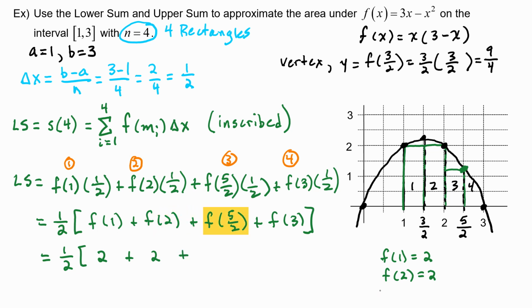F of 5/2, we need to figure out. And I like to use this factored version. So it would be 5/2 times 3 minus 5/2. So 6/2 minus 5/2 is 1/2. So that's just 5/4.